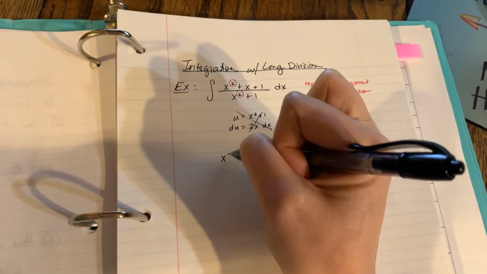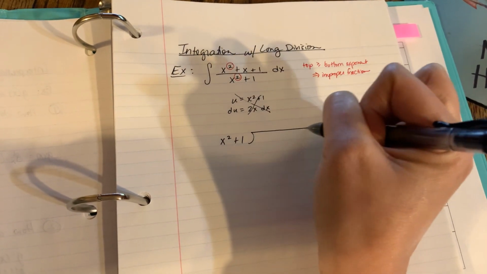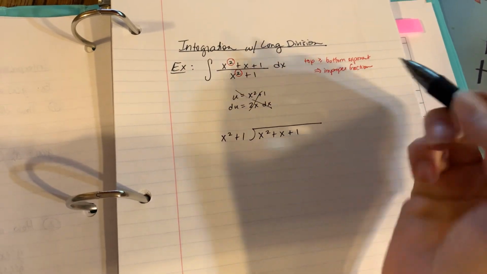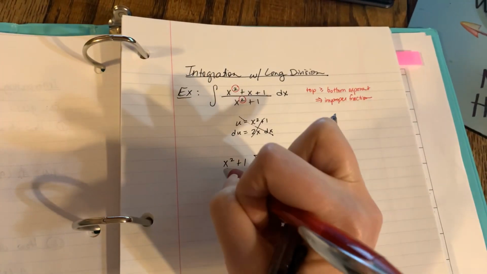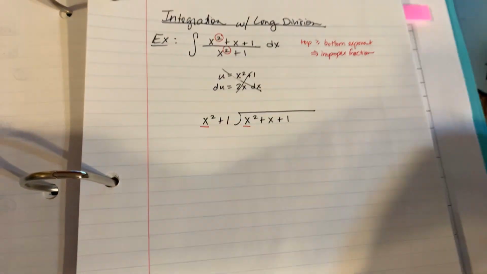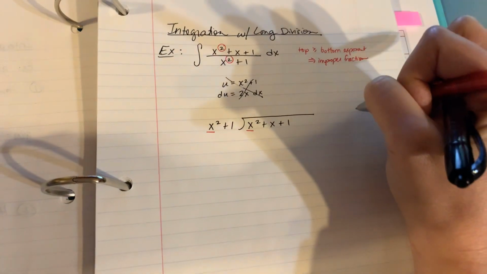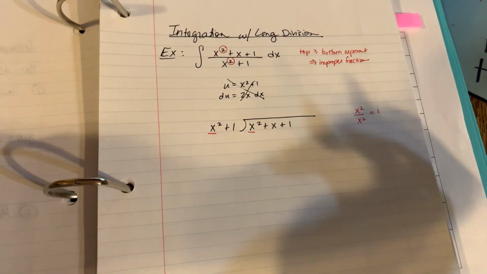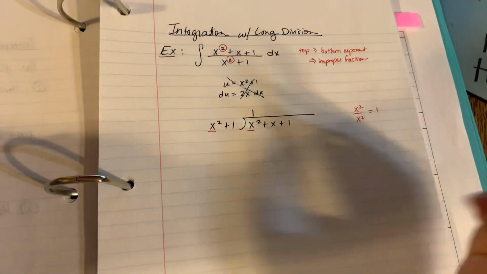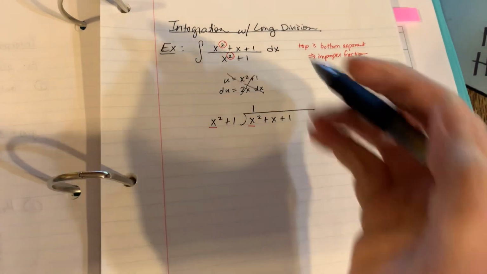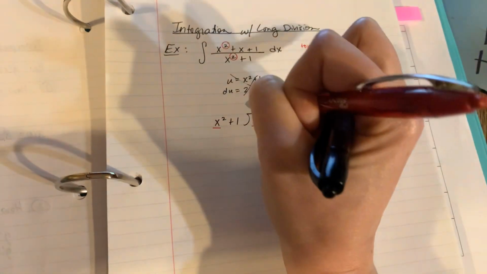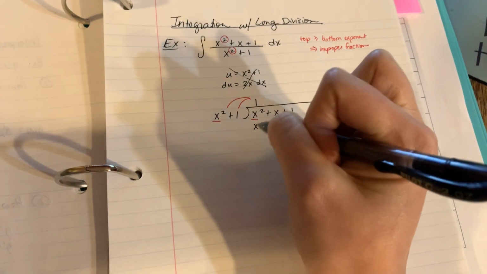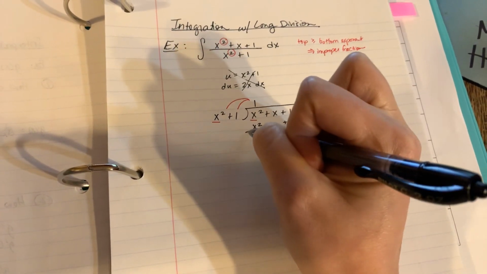Leave a blank, x squared plus 1 into x squared plus x plus 1. Okay, x, and then you go first into first. So x squared goes into x squared, which a lot of times I do that over on the side. X squared over x squared. This one's pretty easy. I get 1. I multiply here and here. So I get x squared plus 1.